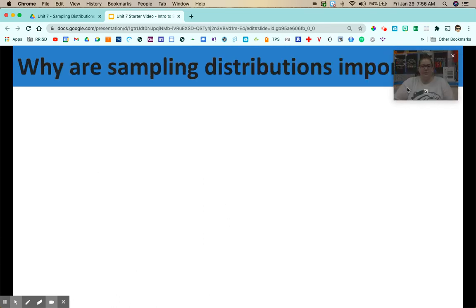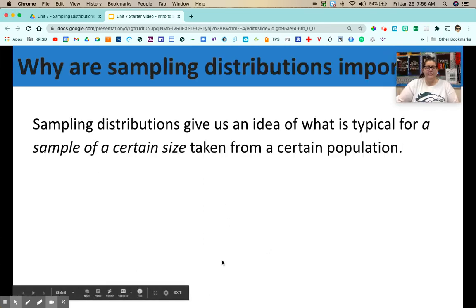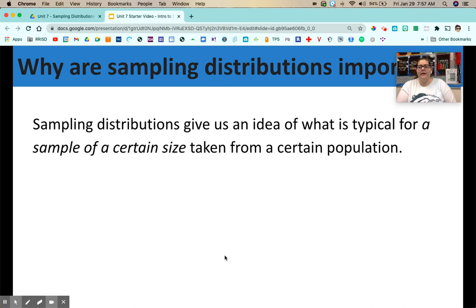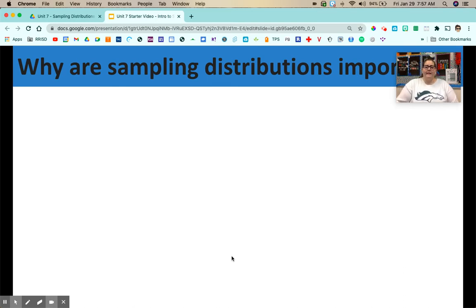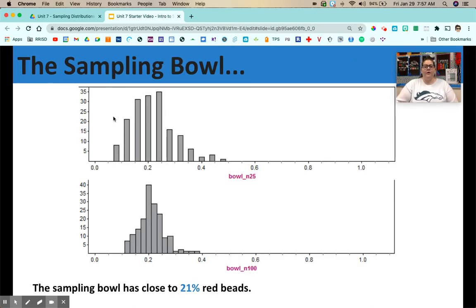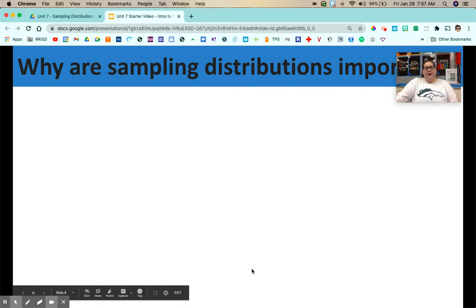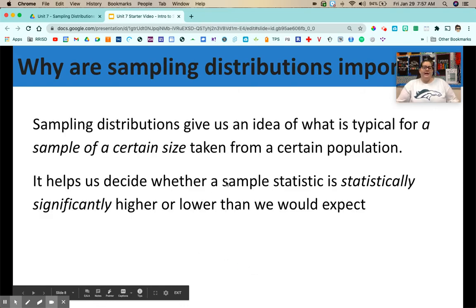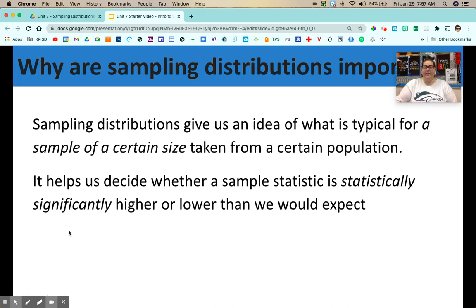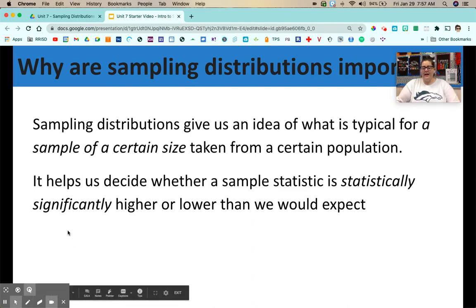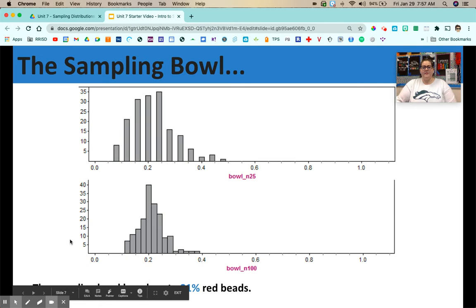So a sampling distribution is important because it gives us an idea of what is typical for a sample of a certain size taken from a certain population, right? In this example, I can see what's typical or normal for a sample size of 25 and a sample size of 100. And that helps us decide whether a sample statistic that we get is statistically significantly higher or lower than we would expect. It helps us decide whether things are reasonable.